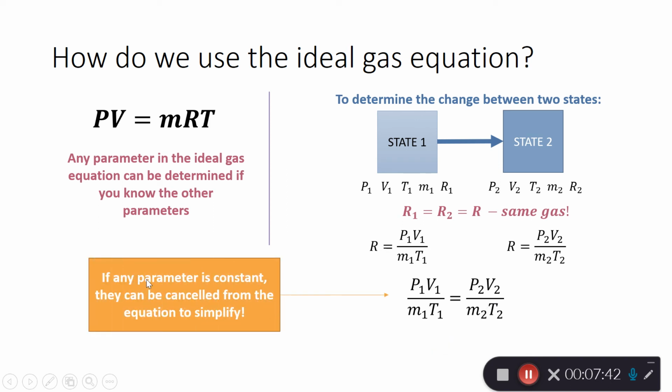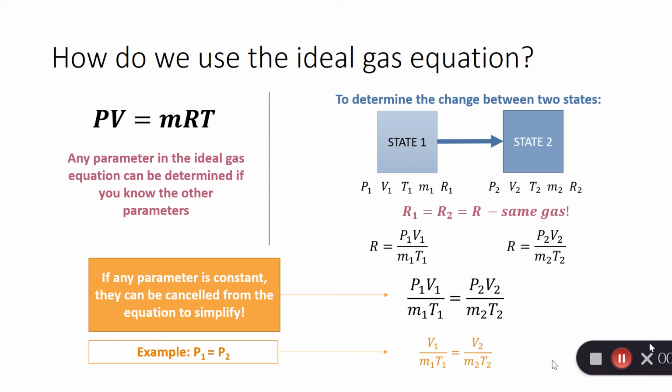Now, we can simplify this further. If any parameter in the equation is constant, it can be cancelled from the equation to simplify. For example, let's say pressure in state 1 is equal to pressure in state 2, so their magnitude will be the same, for example, 100 kPa each. So you can just cancel it from the equation because it will not change the equation in any way.